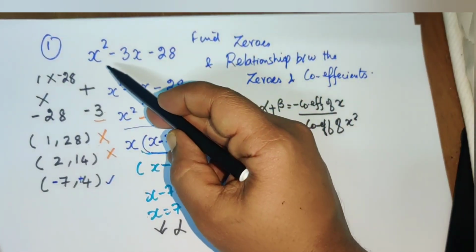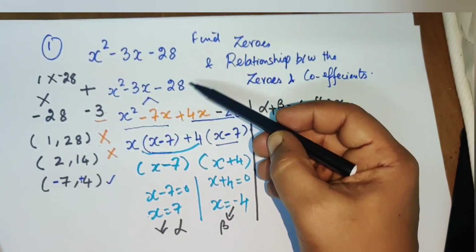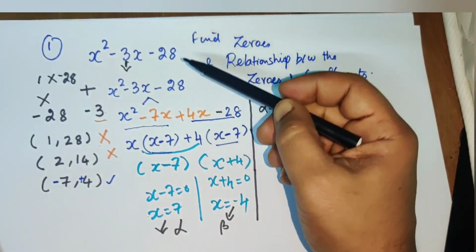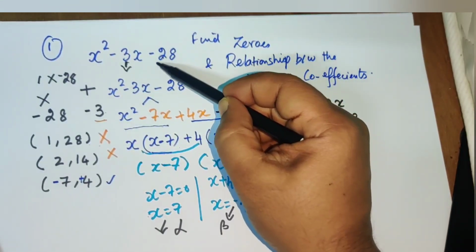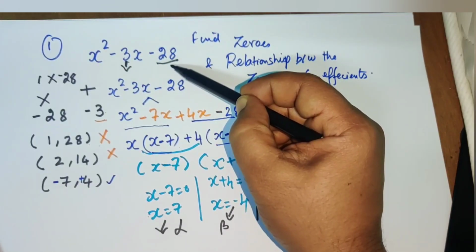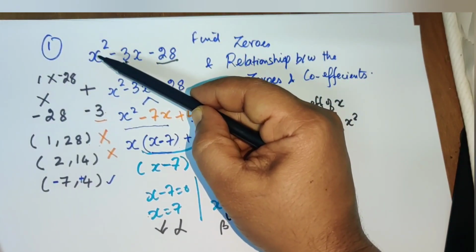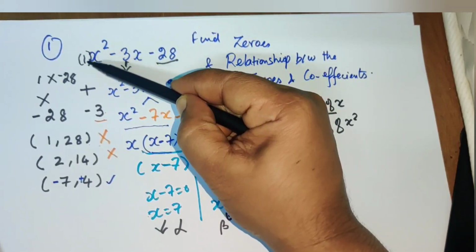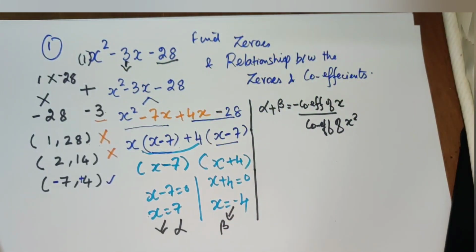So in this question, what is the coefficient of x? The coefficient of x is nothing but minus 3. And what is the constant? This minus 28 is nothing but the constant. And what is the coefficient of x square? If nothing is given, we just consider it as 1, because 1 is multiplying with every number.